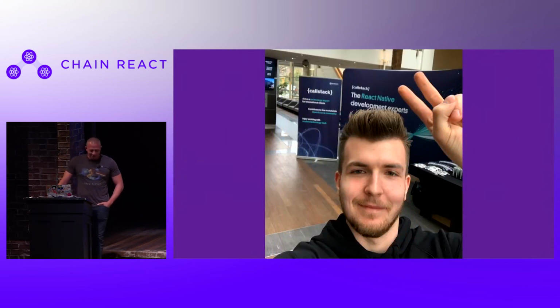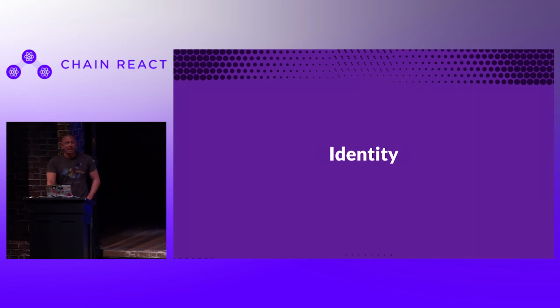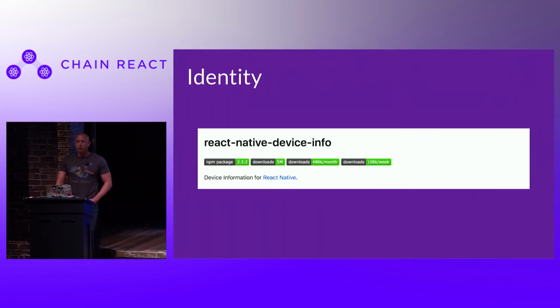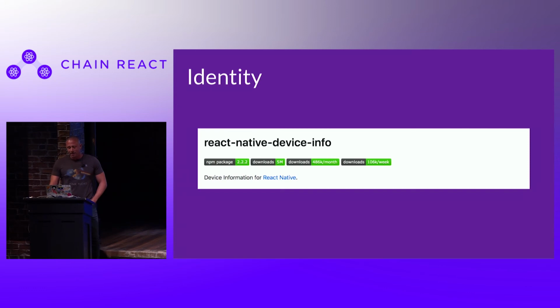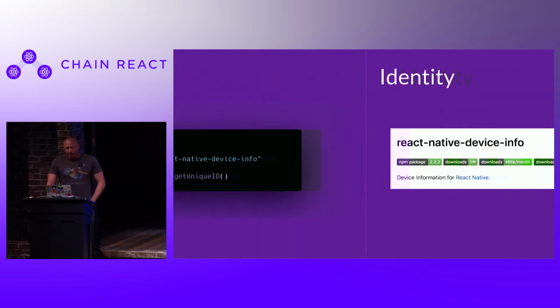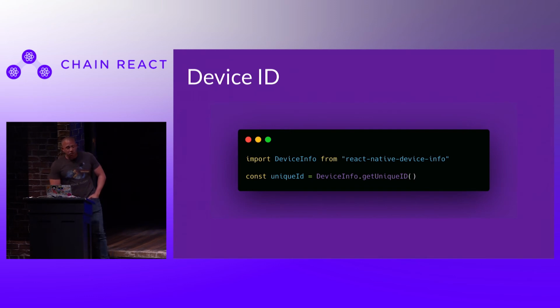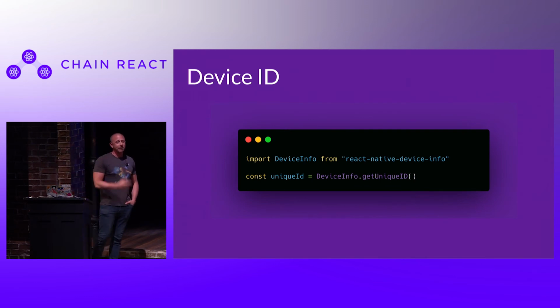So what we ended up doing was we needed a way to handle identity. We don't want people to sign in, so instead let's get some unique identity on each device. The way that we did that is we used React Native Device Info. React Native Device Info has this getUniqueId method that just brings back, of course, the ID of the device that you're on.